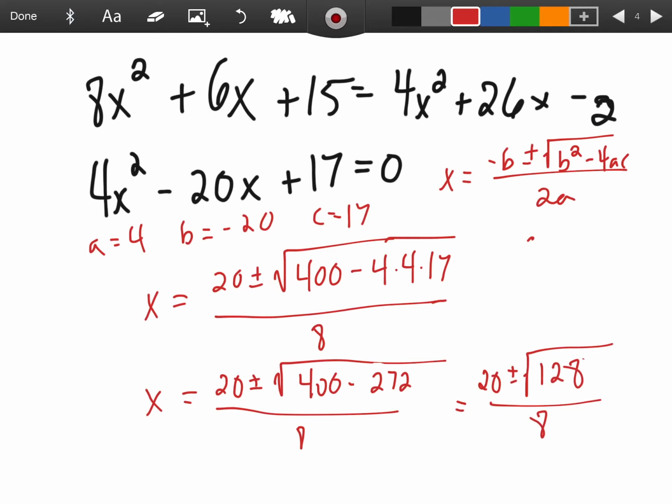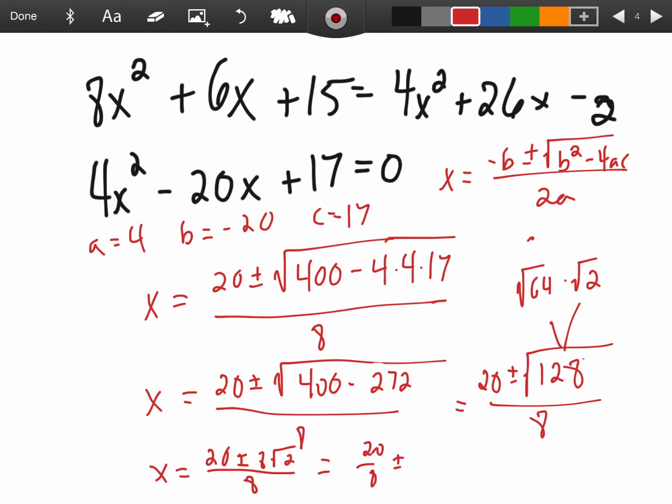And the square root of 128, we can simplify that, right? That's the square root of 64 times the square root of 2. So that's 8 root 2. So I get x equals 20 plus or minus 8 root 2 over 8. Let's divide both of these by 8. So that's 20 over 8 plus or minus 8 root 2 divided by 8 is just root 2.